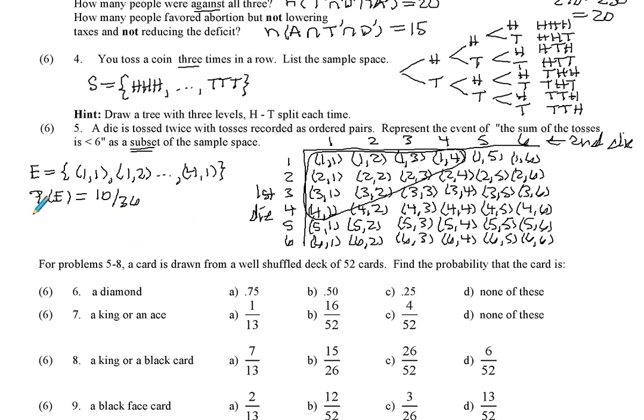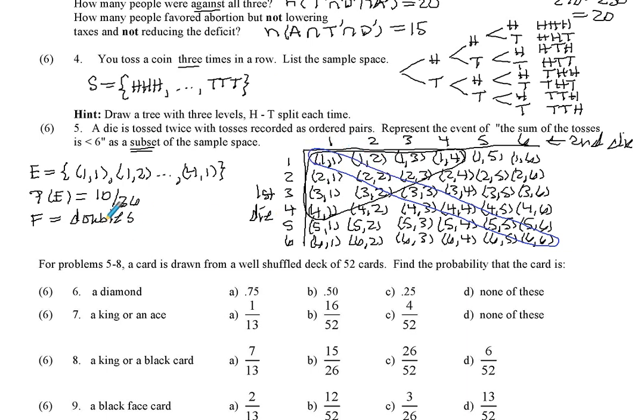And then let's say I make another event here. Let's say that F is the event doubles. Okay, let's circle that guy in blue. So our doubles are right here. 1, 1, 2, 2, 3, 3, 4, 4, 5, 5, and 6, 6.